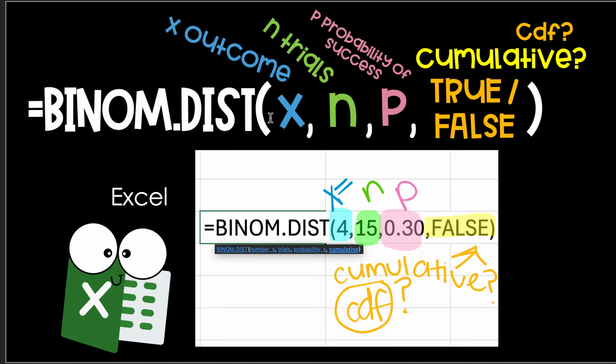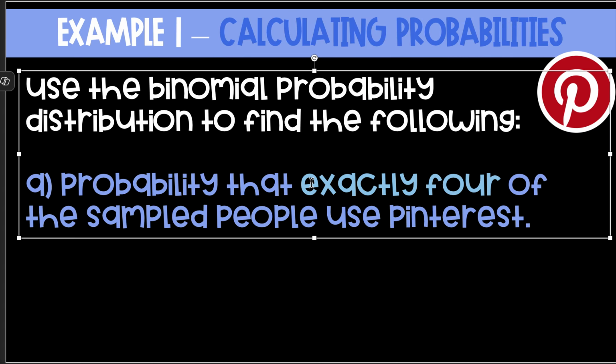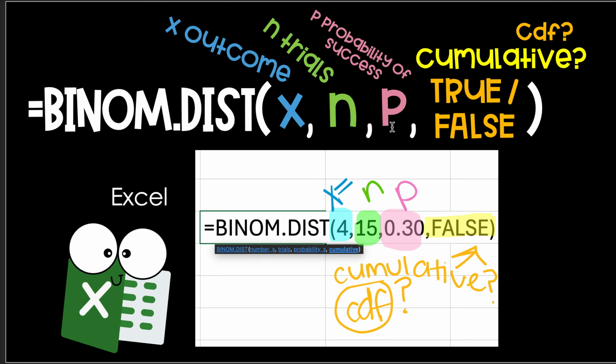And then the last portion, you're going to answer the question whether it's true or false, that you're looking for a cumulative probability. In this example, think of it as PDF or CDF, but you're only being asked CDF, yes or no. You're going to put true if you're looking for the probability up to that point, and you're going to put false if you're looking for the probability of exactly that X outcome. In our scenario here, we are looking for the probability of exactly 4, which means we're going to put false, like the picture denotes here.